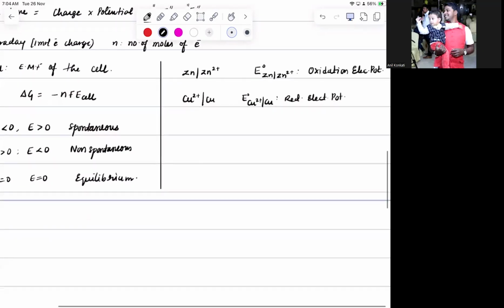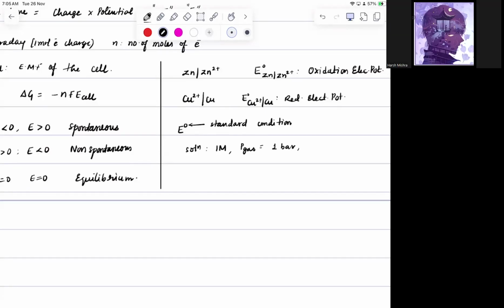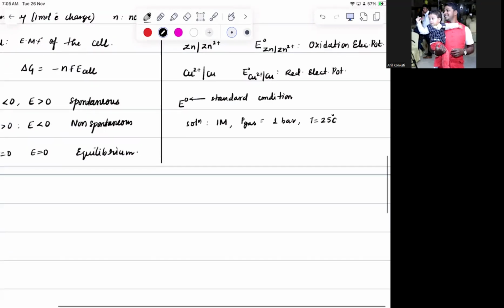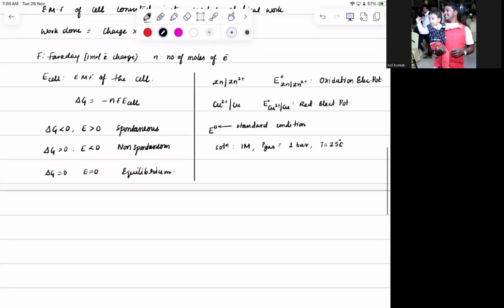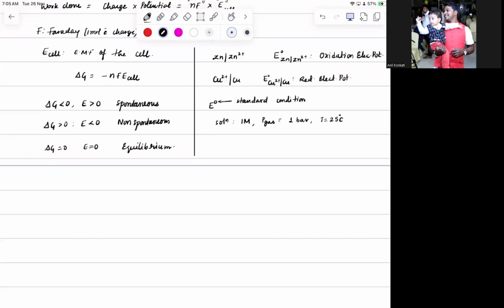If anything has the naught symbol, that means we are using standard conditions. The standard condition is that the solution must be 1 molar concentration to start with, and the partial pressure of gas must be 1 bar to start with. And temperature is typically maintained at 25 degrees. These are the standard conditions. So all of you got an idea how to represent it and what the value is.